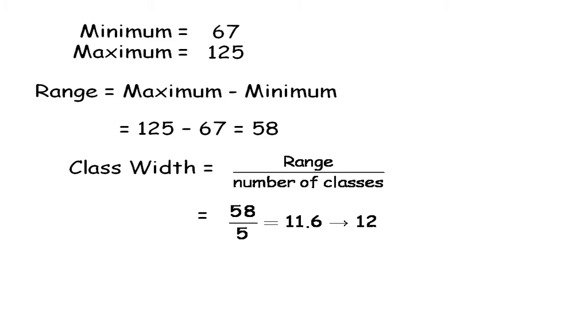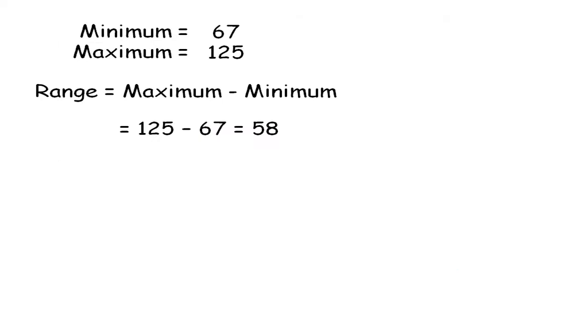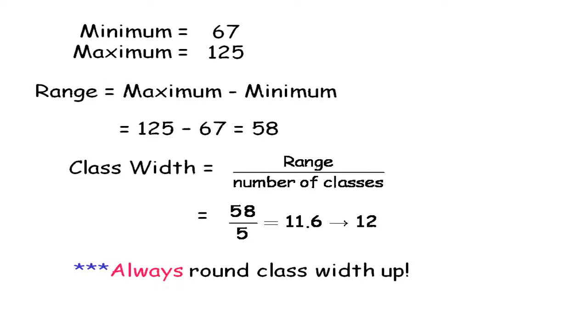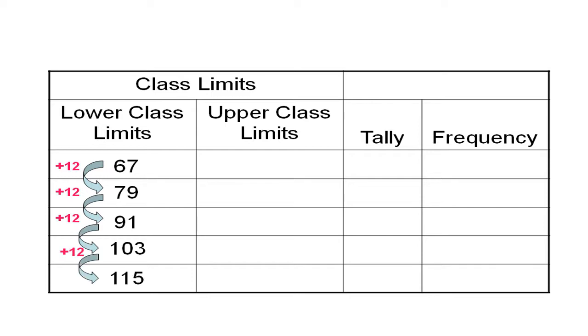Why are we rounding it to whole numbers? Because they're all whole numbers. Okay, so what is our next step? What is our first lower class limit? 67. So how do we get the next lower limits? Add the class width, right, and what is 12? 12. So we're adding 12. We add 12 again, and 12 again, right?